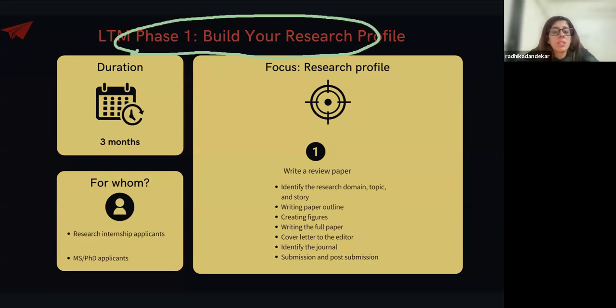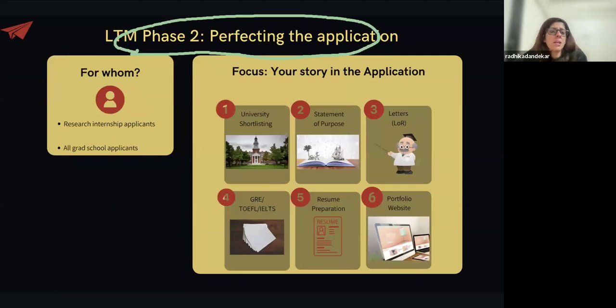It is imperative that if you want to apply for good graduate schools and get admits from top universities, you start building your research profile. The next phase of the long-term mentorship program focuses on perfecting the application. It consists of university shortlisting and statement of purpose. We help you draft 3 letters of recommendation. We help you with basic preparation for GRE, TOEFL, and IELTS. And then we also help you with resume preparation, and we help you build a portfolio website, which is extremely important.